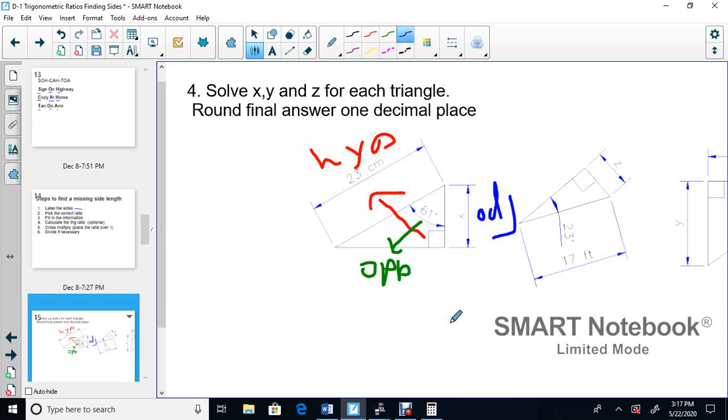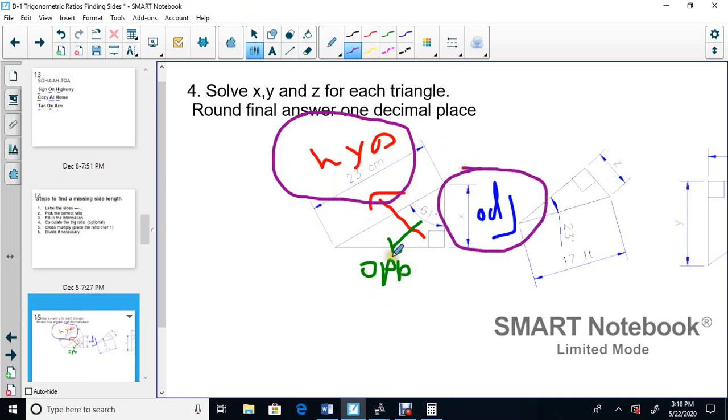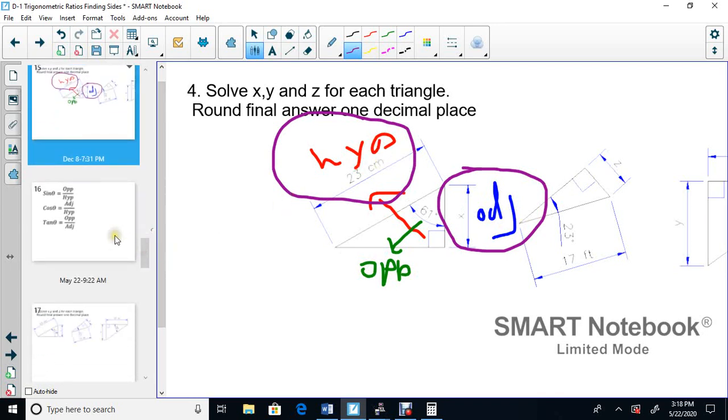Now I go and circle. So is there anything with the opposite? I'm going to circle here. Nothing there. Oh, but there's something with the hypotenuse. And there's something with the adjacent. But there's nothing here. So I have to use adjacent and hypotenuse. So then on the side of my page, I have to find the one that has adjacent and hypotenuse.